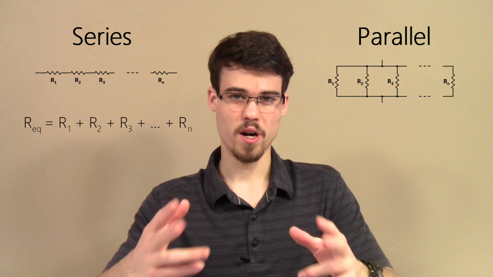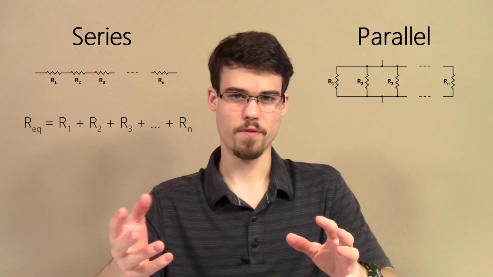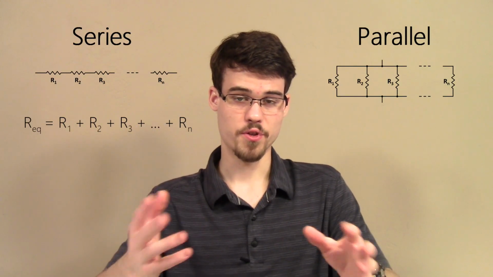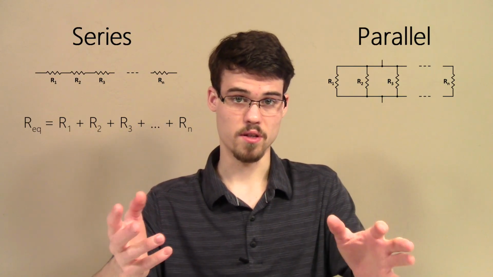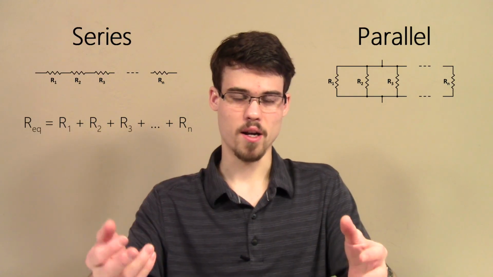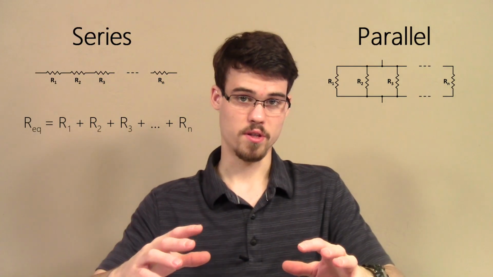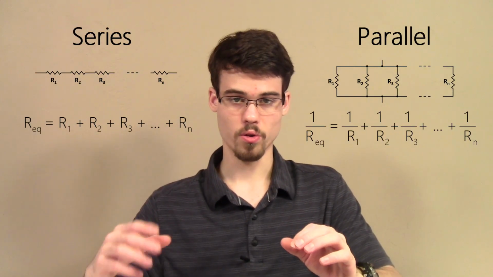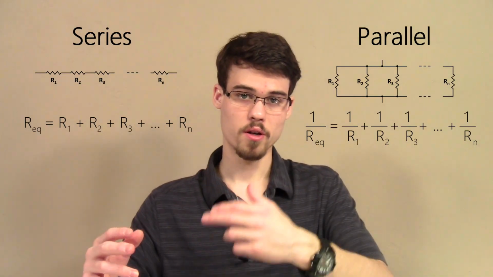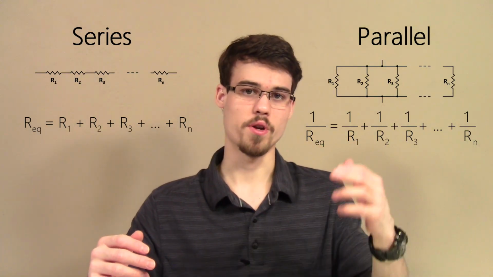Now to find the total parallel resistance, it's a little different than finding it for series resistors. For series, you just add up the individual resistances. But for parallel, you have to add up 1 over the resistances. So 1 over R total is going to be equal to 1 over R1 plus 1 over R2 plus 1 over R3 and so on.